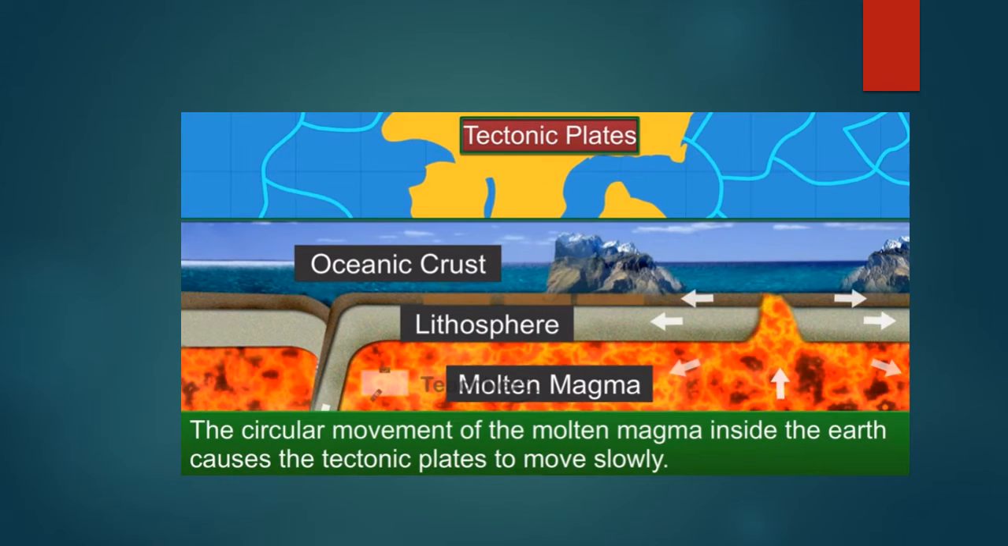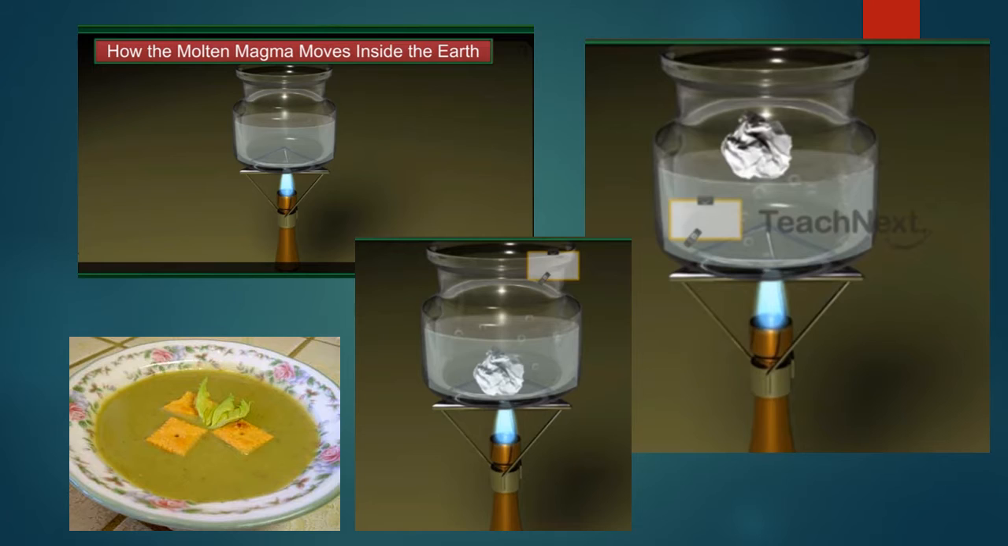Children, the circular movement of the molten magma inside the earth causes these tectonic plates, or lithospheric plates, to move slowly. So you can see here the molten magma, the circular convection currents, the circular movements. This causes the plates to move. Now let me explain in a better way by showing you an example. Let me show you how the molten magma inside the earth makes the lithospheric plates move. So let's take an example.